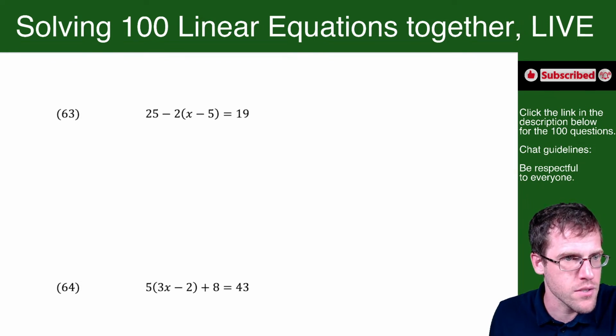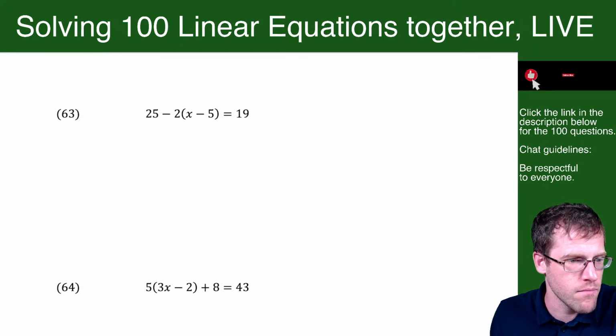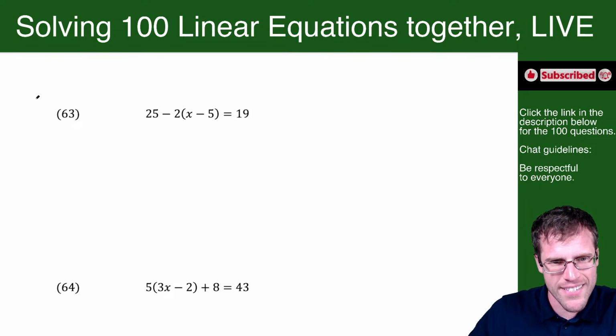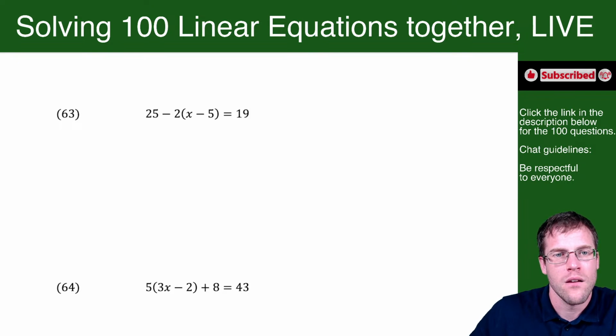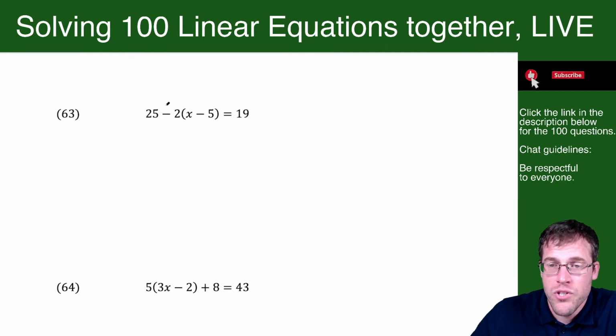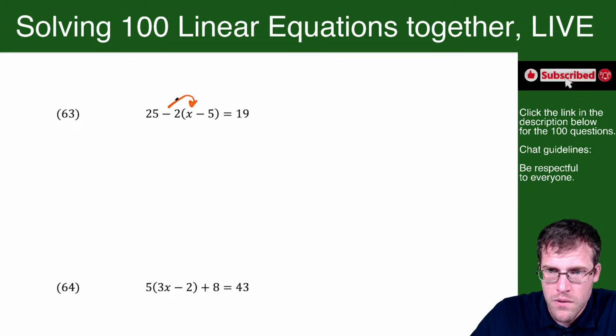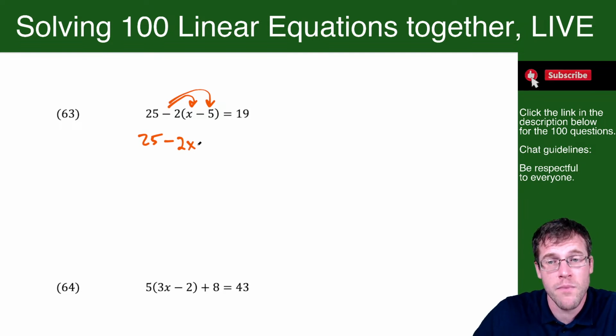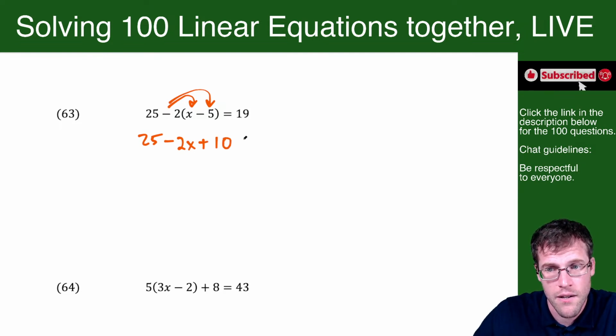All right, moving on. Question 63. So now I would distribute this minus 2. So we've got 25 minus 2 times x is minus 2x. And now we got minus 2 times minus 5 is plus 10. Once again, be careful of those sign changes. And now you got a 25 and a positive 10. Those can combine to make 35.